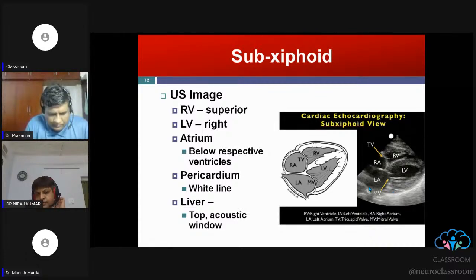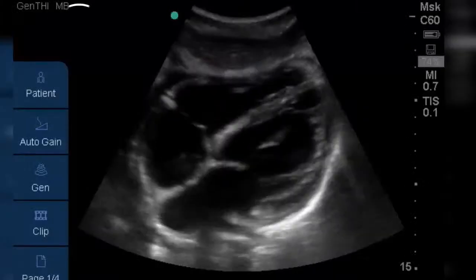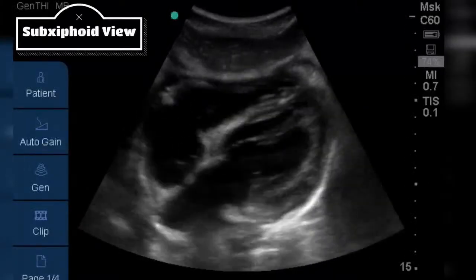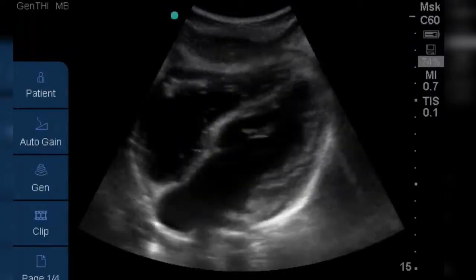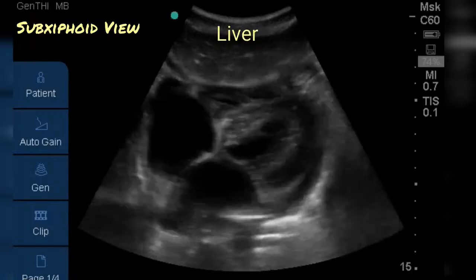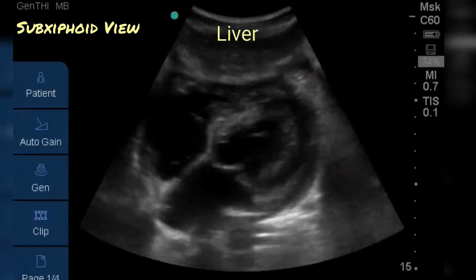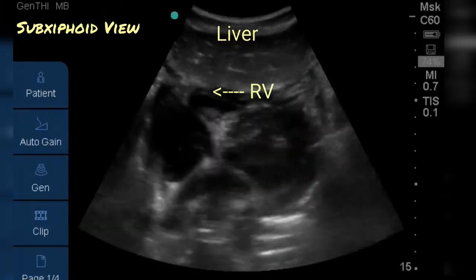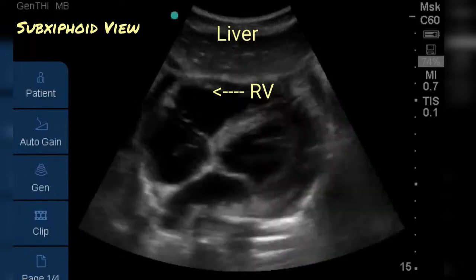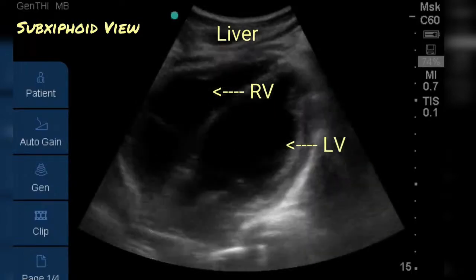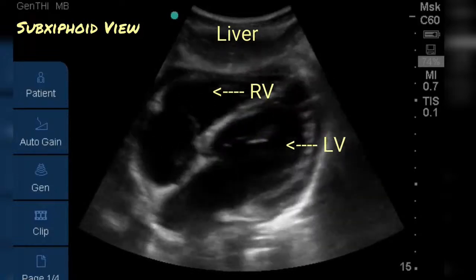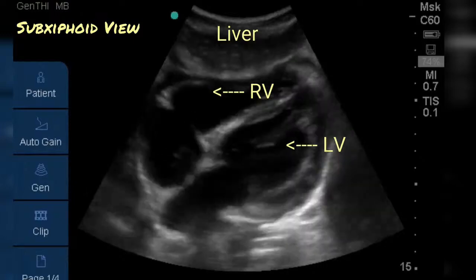So we have a video for subdiaphragmatic view also. This is the subdiaphragmatic view of the heart. In the top portion of the screen, we can identify the liver, which acts as an acoustic window, and the right ventricle can be seen just below the liver, and the left ventricle can be seen just below the right ventricle. Here we can see that the left ventricle is more muscular than the right ventricle.